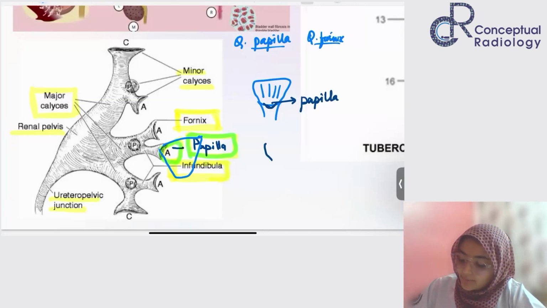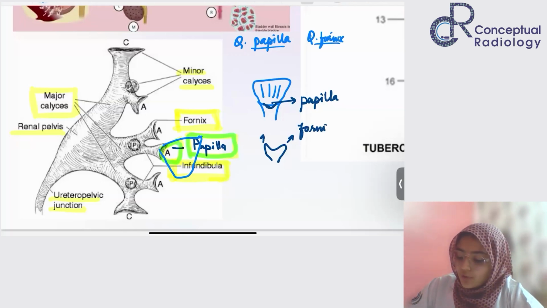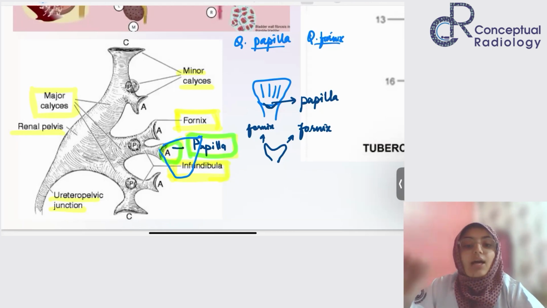So the collecting system appears like this. It is convex. So there are these two projections which are coming. Centrally there is a bit of an excavation, a concavity, which is normal. And laterally there are two small horn-like structures, and these horns are called the fornix. This is also the fornix. So the fornix, without a doubt, is part of the collecting system. That is the minor calyx, to be precise.